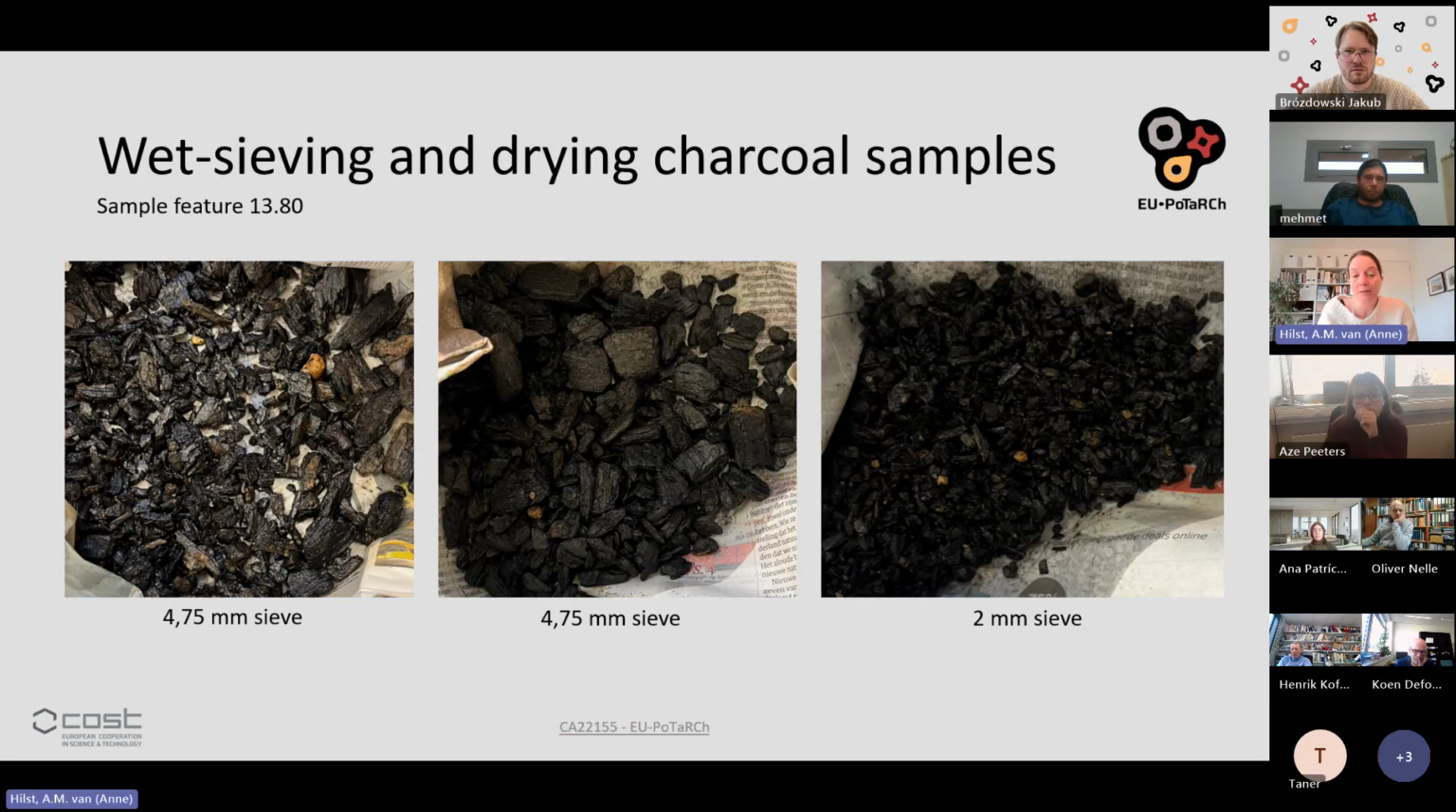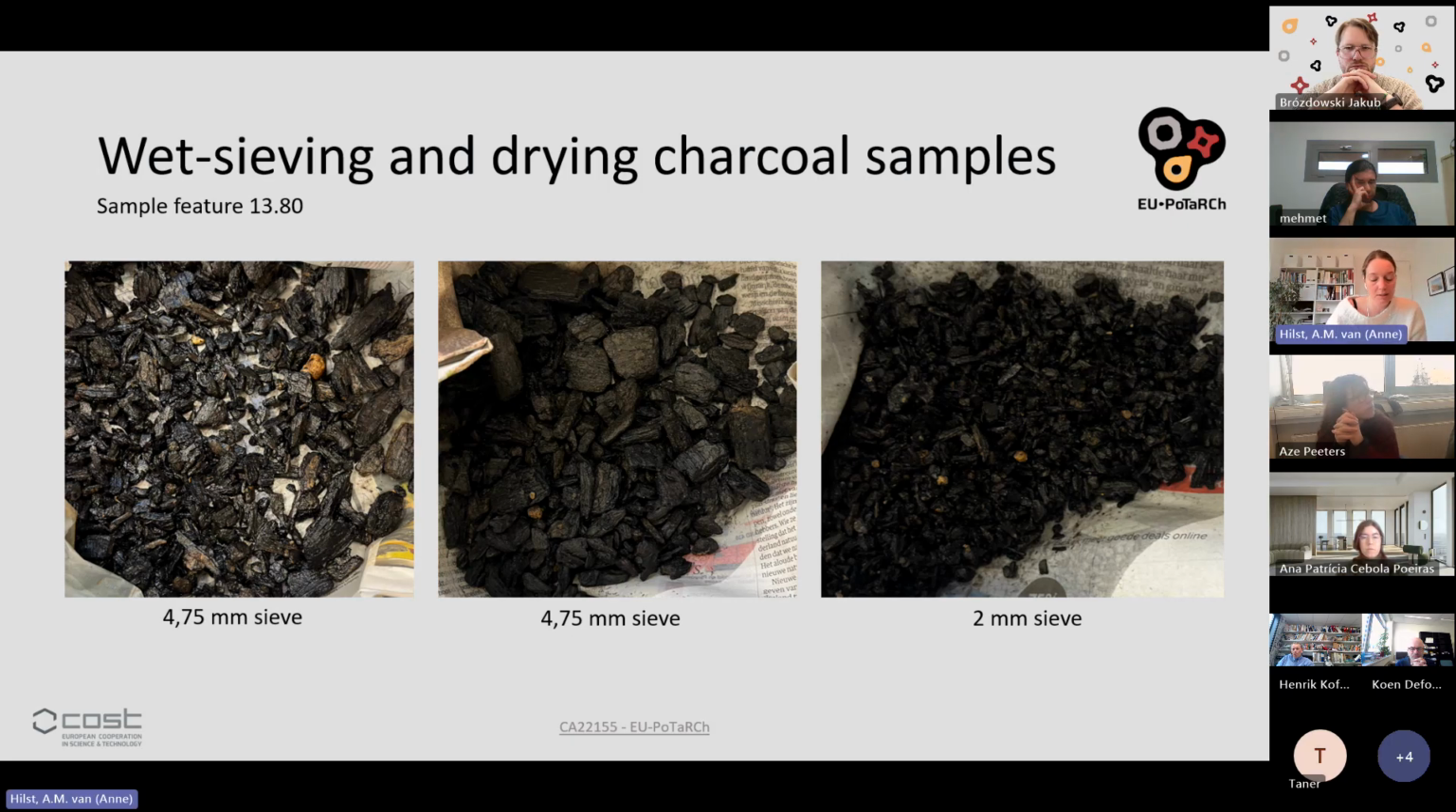So we took the entire fill of the features as a sample and wet sieved them, and here you can see part of the charcoal from feature AT. Not a scale bar, but if you look at the newspapers, big pieces of charcoal are visible after the sieving. And I'm always quite surprised how much charcoal is left behind in the kilns, and also that this is only visible after the sieving. And it's quite hard to see during fieldwork how much it is. So once the sample had dried, I was ready to go to Ghent.